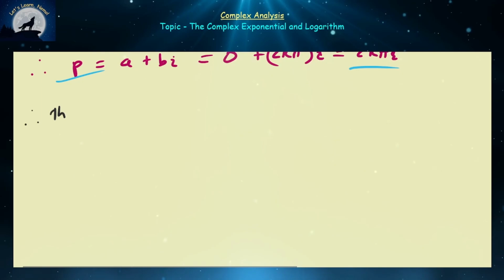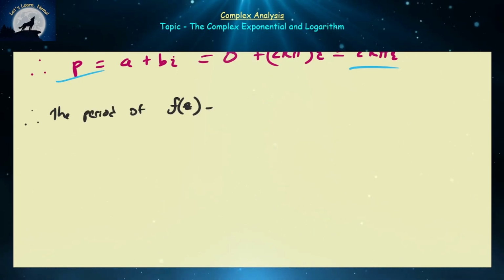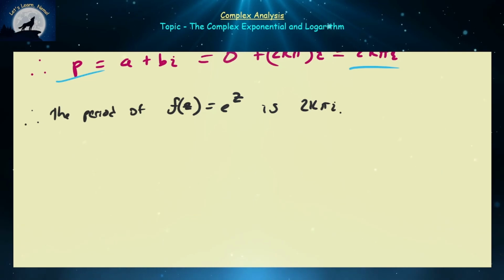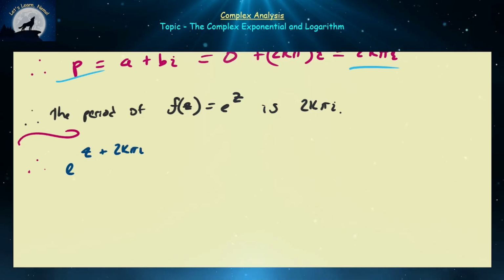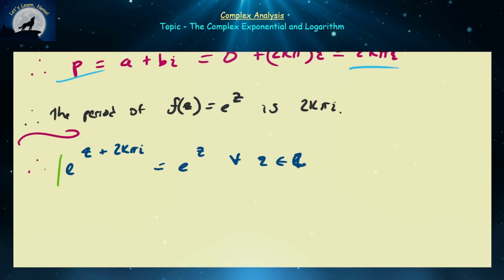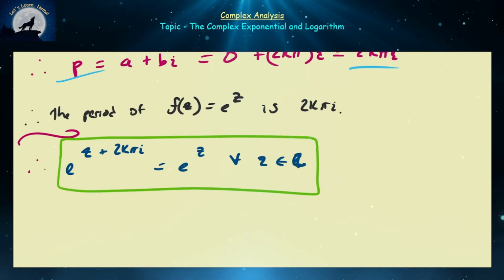So that means the period of f of z equals e to the z is 2kπi, which is very different than just 2π, right? So what do we say as a result of that? That means e to the z plus 2kπi will be equal to e to the z for all z in the set of complex numbers, right? So now we have that e to the z is indeed a periodic function in the realm of the complex numbers with period 2kπi.